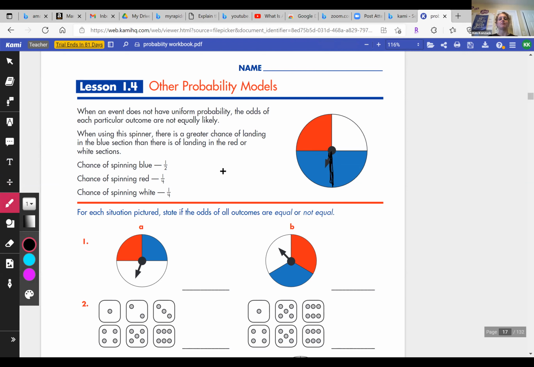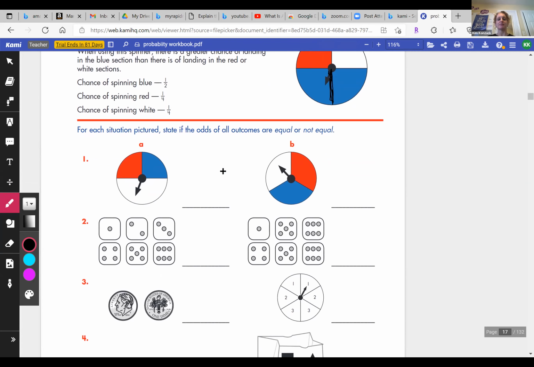So it says below, for each situation, are the odds of all outcomes equal or not equal. So we're going to think of odds as the chances of the events occurring at this point. Okay, so on number 1, are the odds of all the outcomes the same? So we'll try 1 together, and then I'll have you try 2, 3, and 4 on your own. So there's 1A and 1B. On 1A, the odds are not equal.